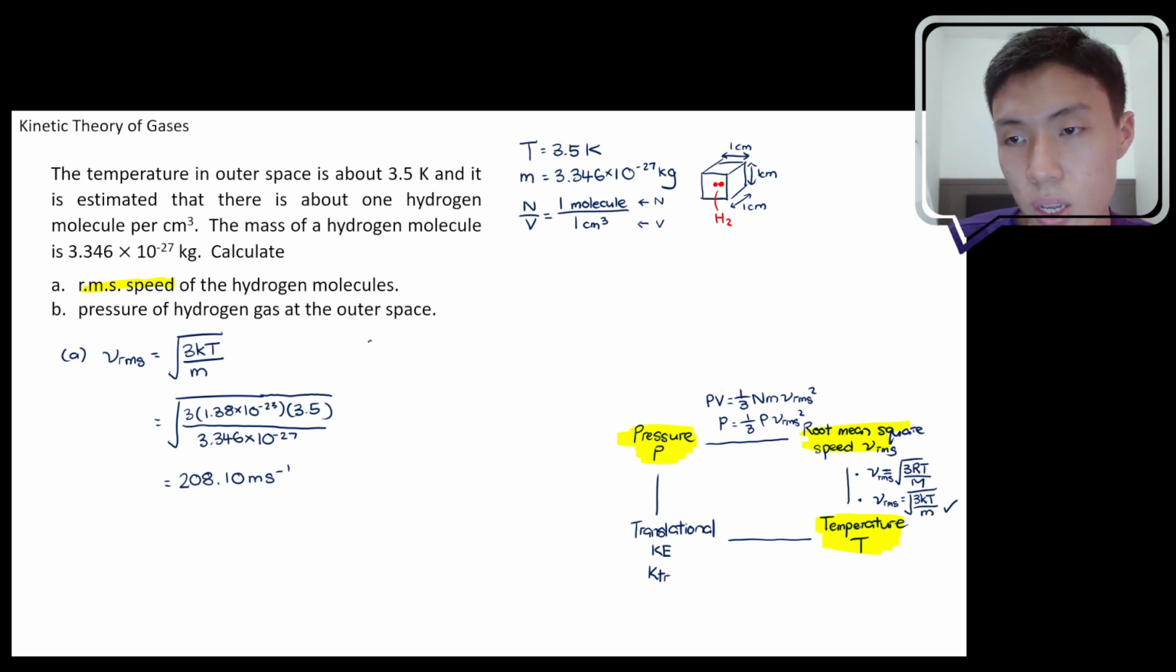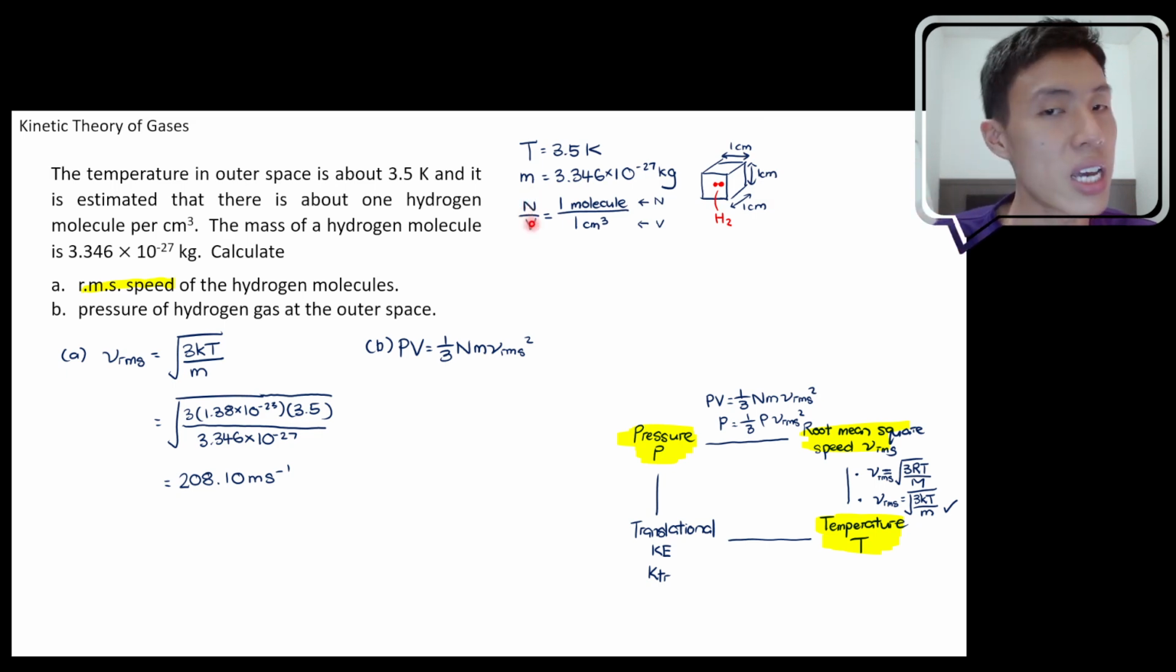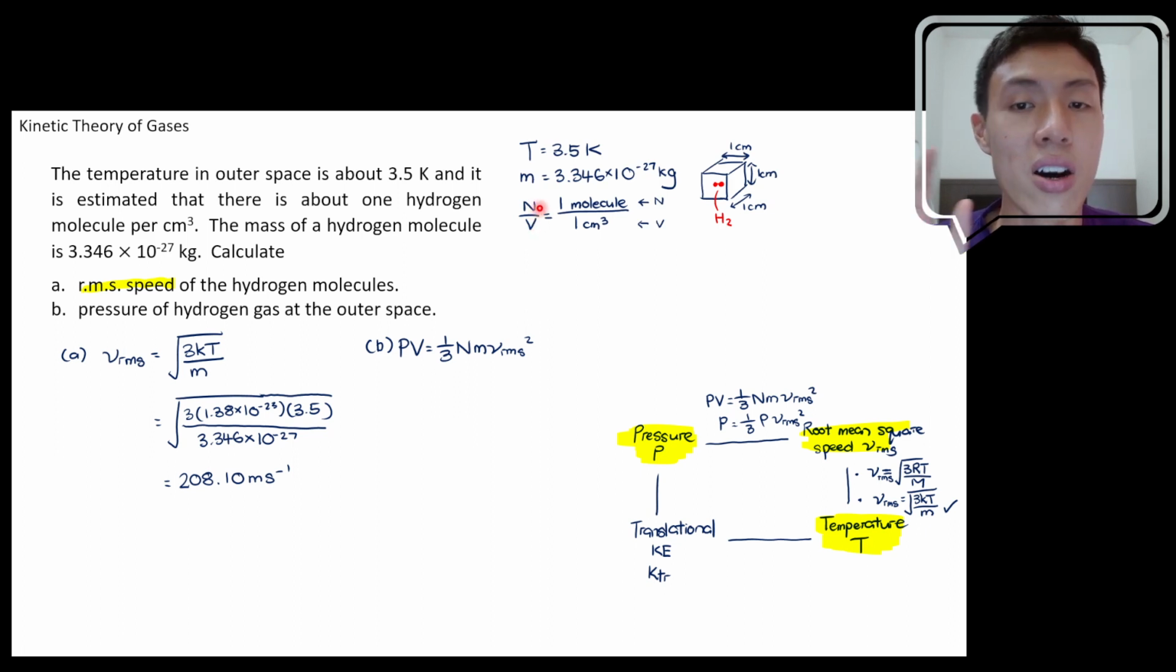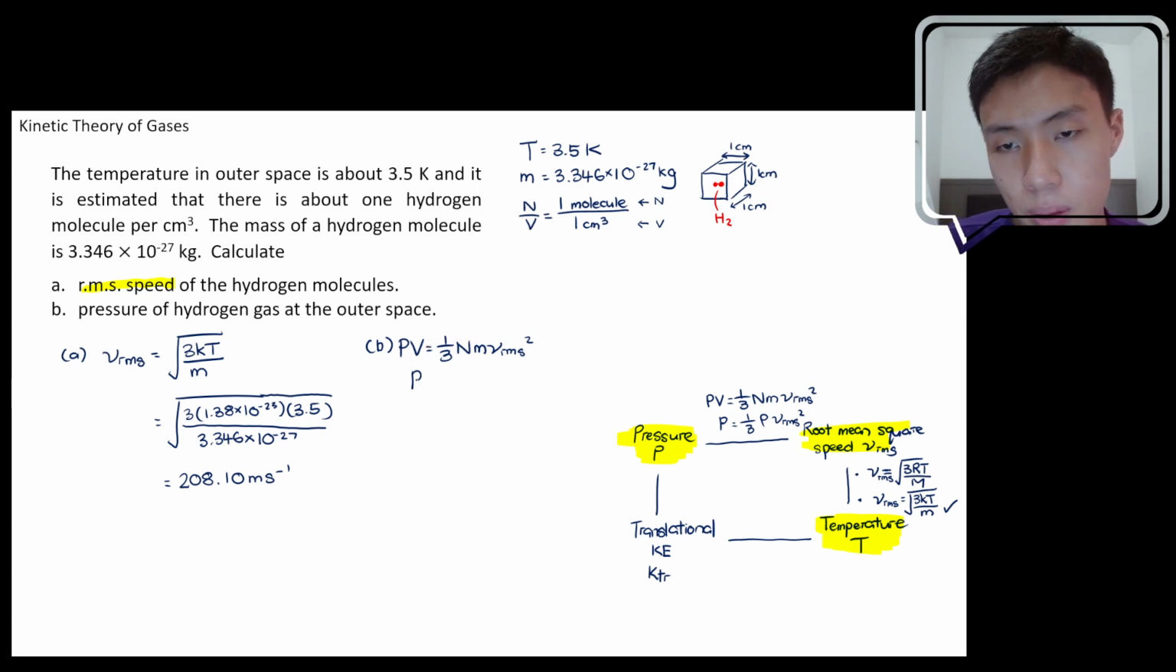The equation that we get is PV equals 1 over 3 N m VRMS squared. And you see that the information given here is N over V. They don't give you the number of molecules in outer space, and they don't give you the volume of the outer space. That would be a bit too difficult to determine. So they give you the number of molecules per unit volume. So what can we do to this equation? We can manipulate by shifting the volume to the right hand side, making the V underneath.